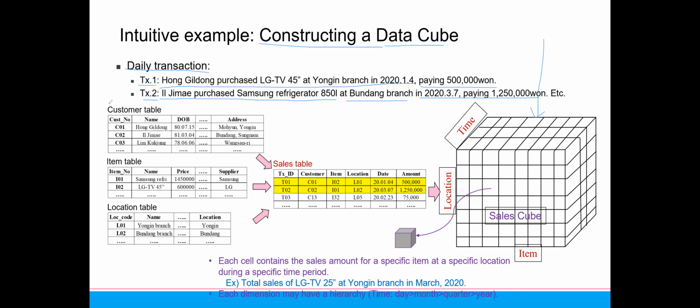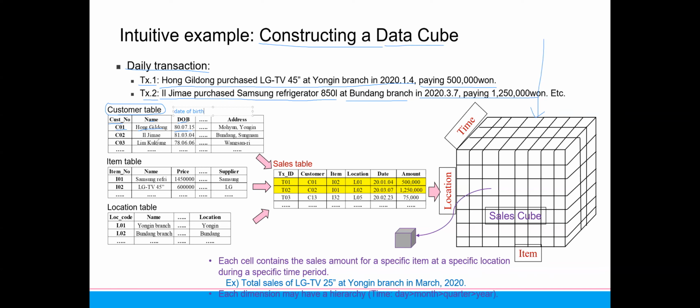Now we have the customer table. Okay, this is in a database. You have the customer number, name, date of birth. Okay, DOB is date of birth. I think last time we already learned date of birth. Okay, and so on, for example, address.